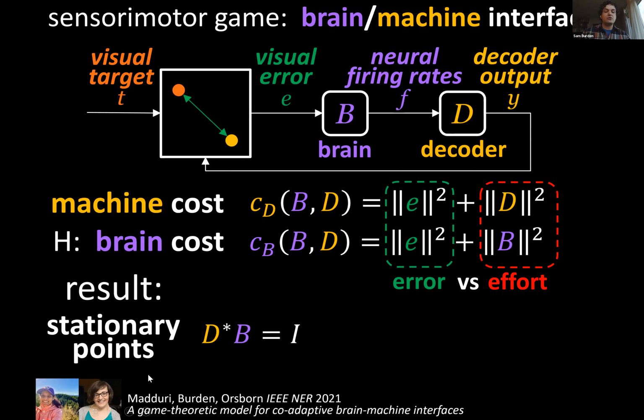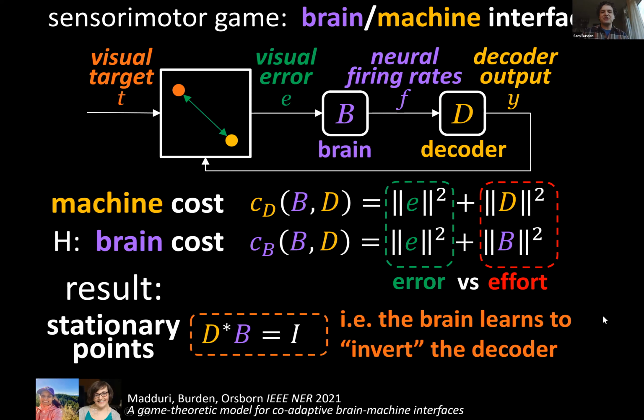And so in this paper from this year with new collaborators of mine, Amy Orsborn, a faculty member in ECE, and our co-advised student, Manishka Maduri, we did a theoretical analysis of this interaction, and we found that the stationary points, i.e. the Nash equilibrium for this game, have a really intuitive property, which makes a lot of sense in hindsight: the brain learns to invert the decoder. I'm excited about this line of work. We're now taking this analysis and applying it to existing data sets that Amy has with non-human primates, to see if we can get some interpretations of what the brain is actually doing in real experiments. But this paper has a fun theoretical analysis of the interaction between these two terms.